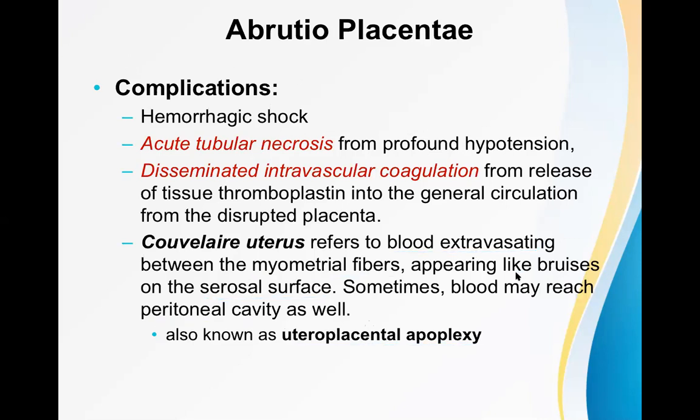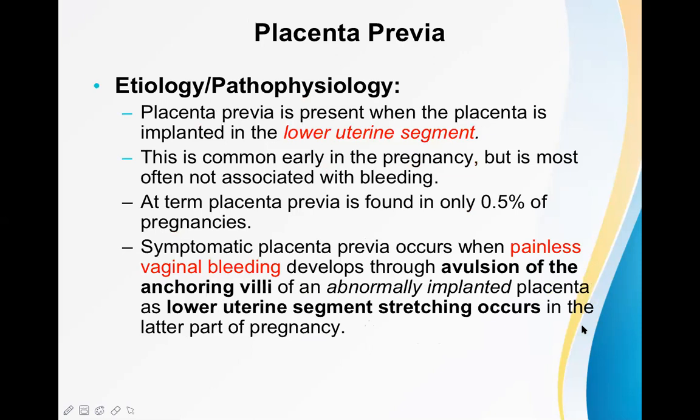This occurs in severe type of abruptio placentae. Okay. Now, with this information, let's go and talk about placenta previa. The placenta previa is another very common cause of late pregnancy bleeding, especially in the third trimester.